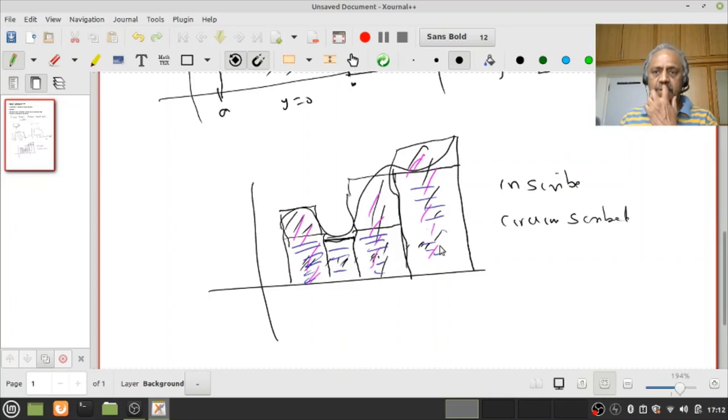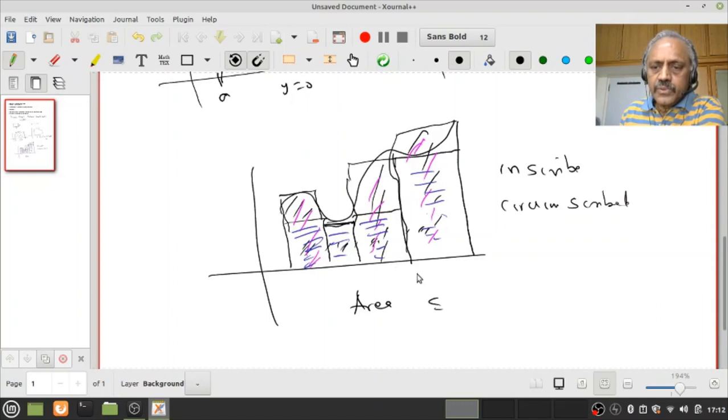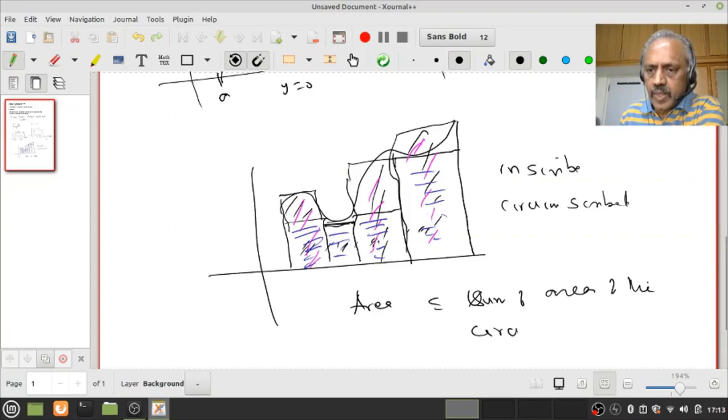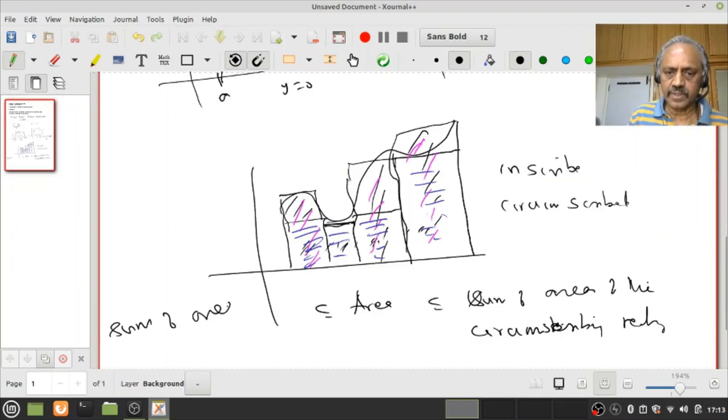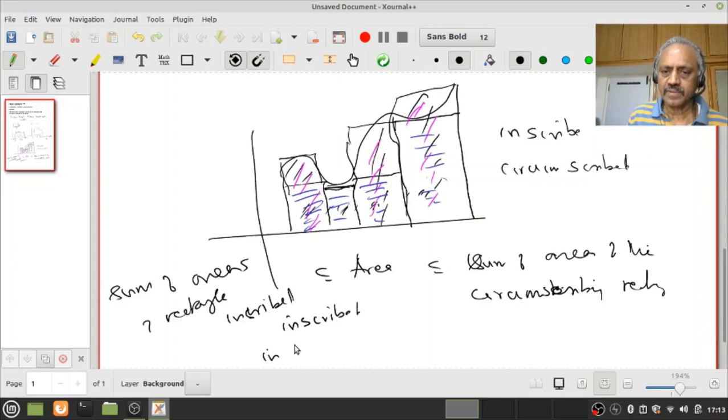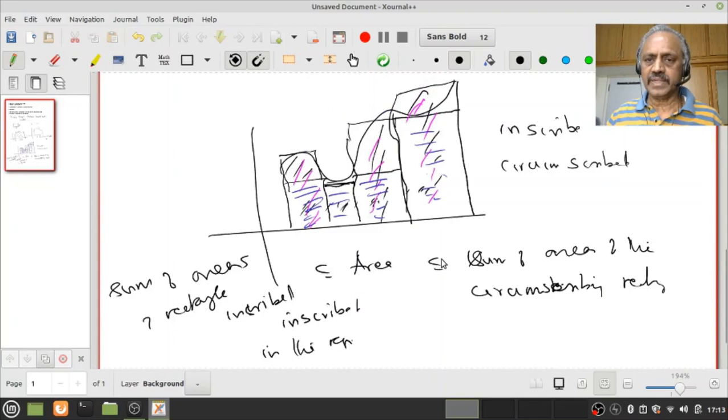Right, therefore my area, call it the area. What is the area? The area bound by these regions, y equal to 0, y equal to f(x), x equal to a, x equal to b. This area is contained in the union of these areas, or the sum of the areas of the circumscribing rectangles, and similarly it contains the sum of the areas of rectangles inscribed in the region. By now you should be used to my way of writing inscribed. You understand that? This gives an approximation. So our plan to find the area is to try all possibilities.